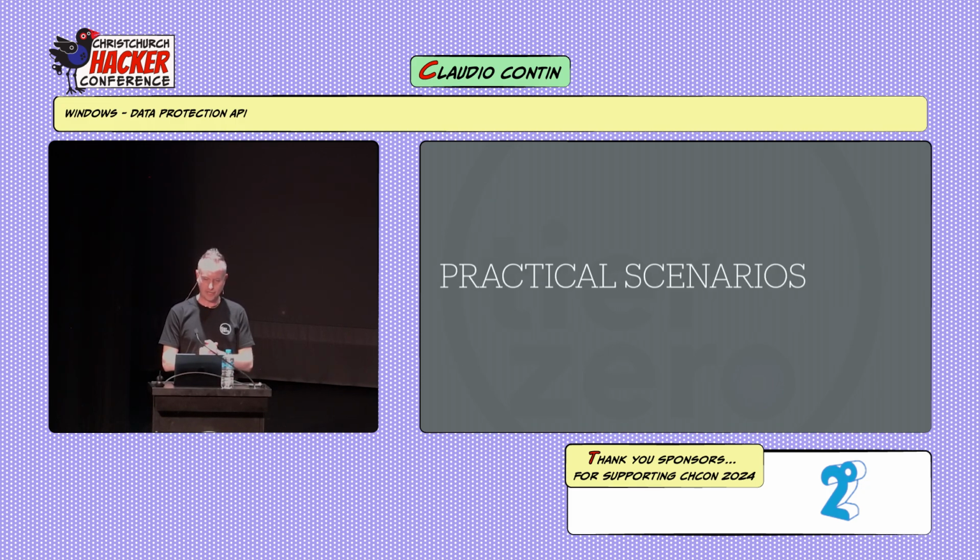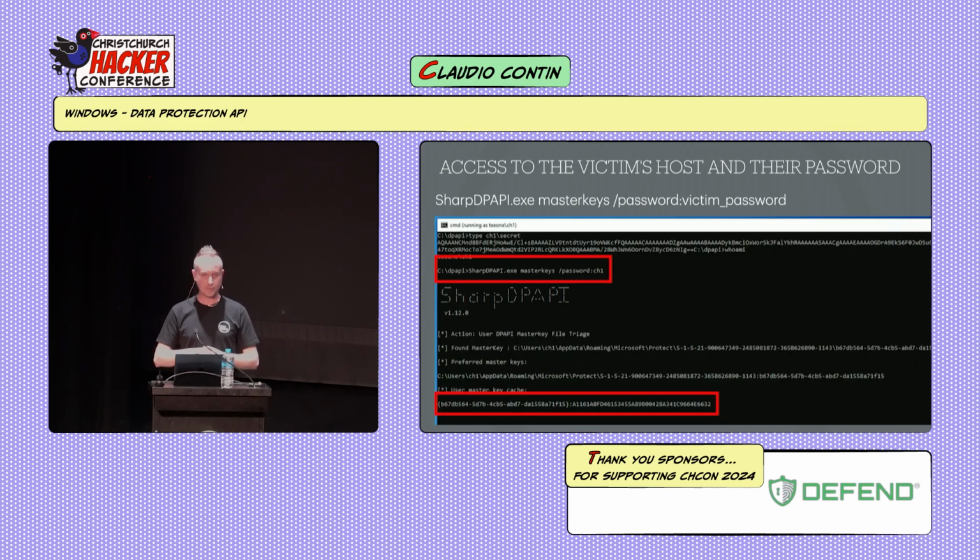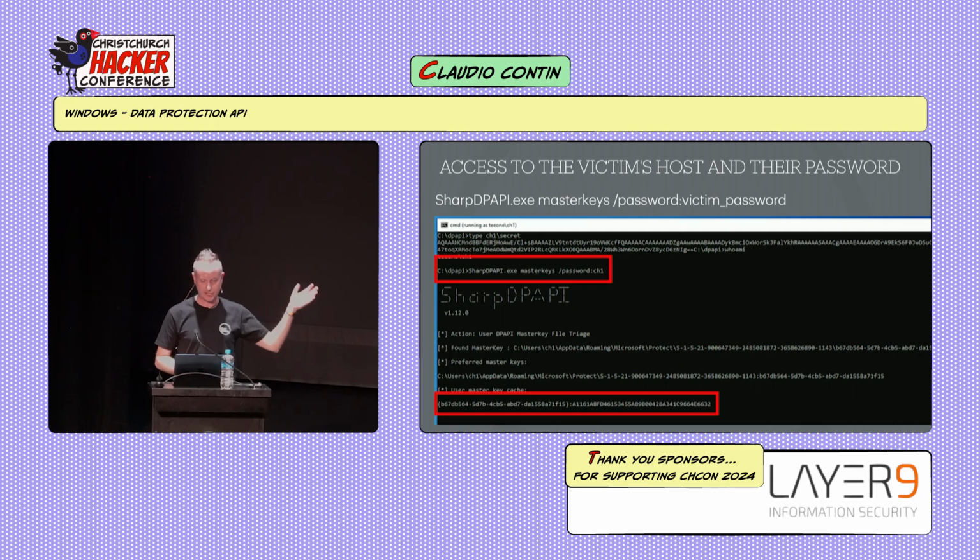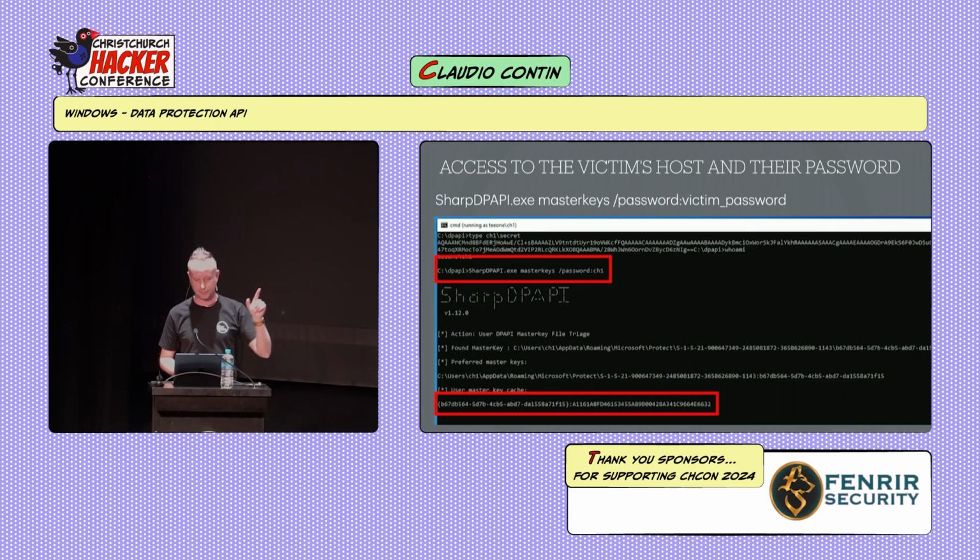So let's have a brief look at a couple of actual practical scenarios. Let's pretend we have compromised a victim host. We are running in the context of the user. We know the user password. We can use a tool like SharpDPAPI, as I mentioned. We pass the masterkey parameter. We pass the password of the victim in this case. And the second thing highlighted at the bottom, that is the actual unencrypted master key. That key would allow you to then derive the symmetric key to decrypt the data.